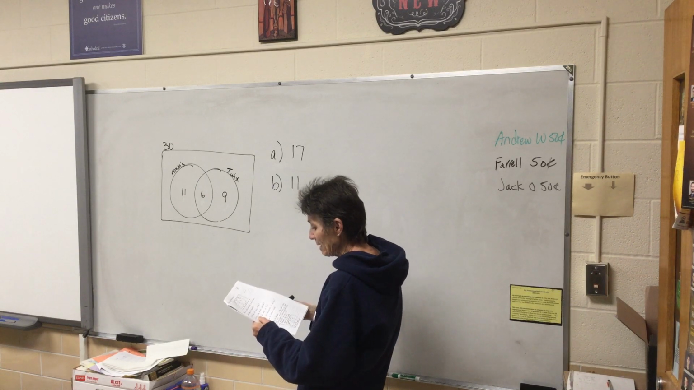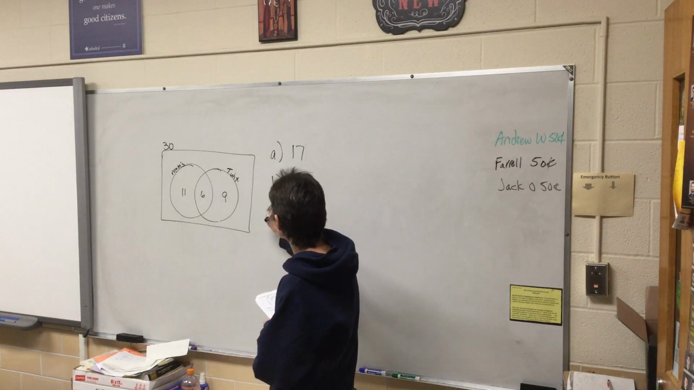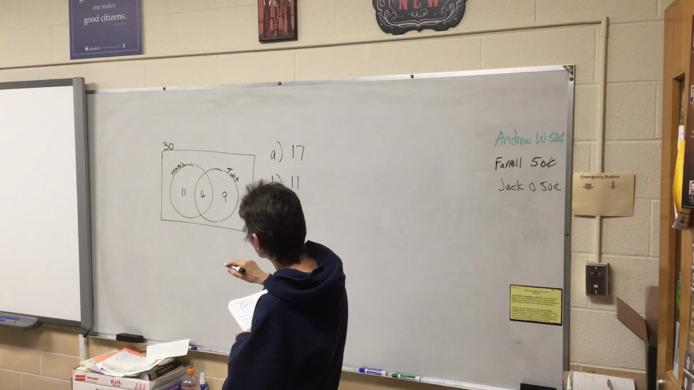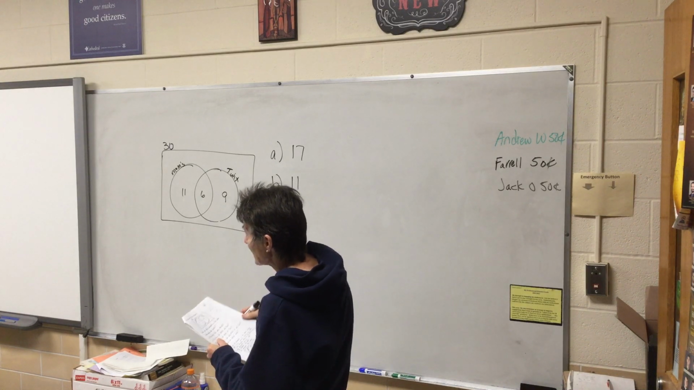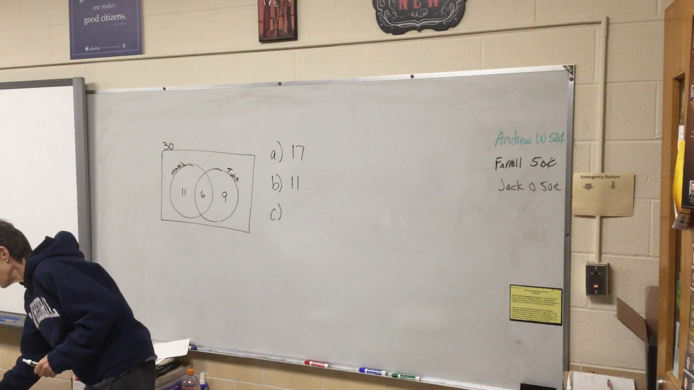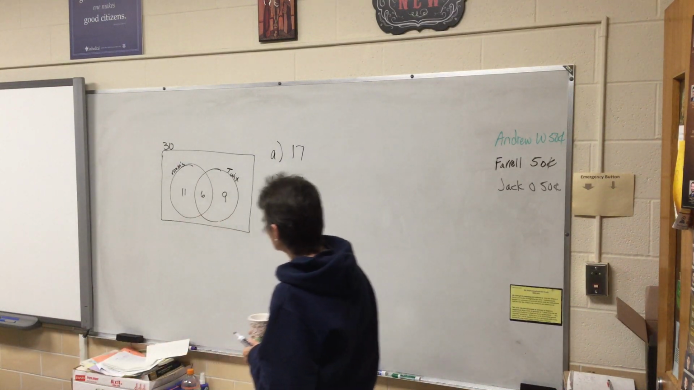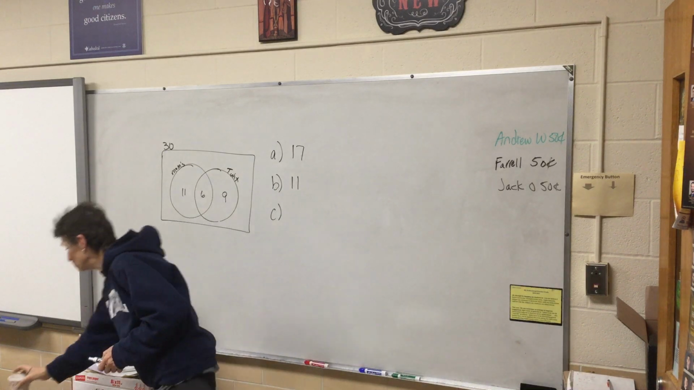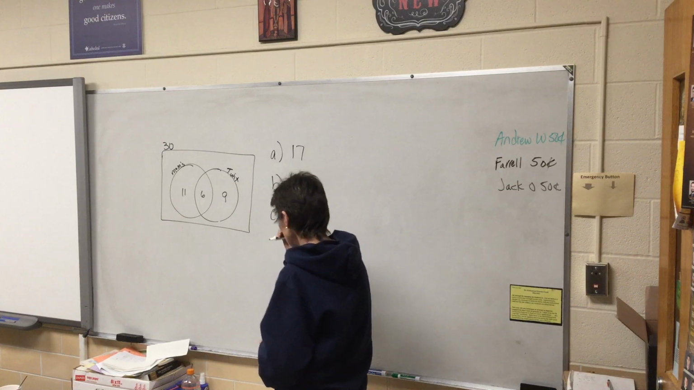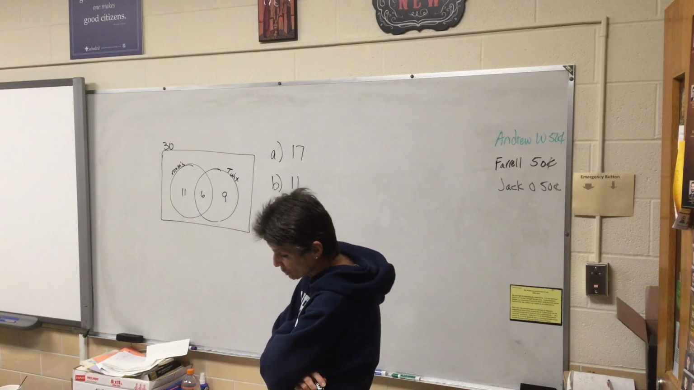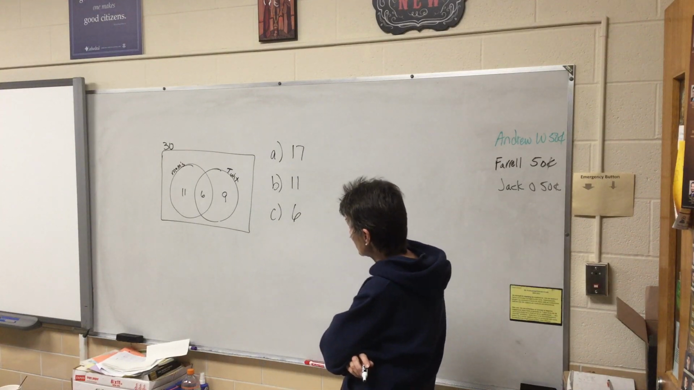How many like M&Ms and Twix? 20. Okay, now we gotta be careful because when we say they like M&Ms and Twix, that means they like both. It's not M&Ms or Twix. 26. Just 6. Yeah, just 6. When we say M&Ms and Twix, we mean they raise their hands both times.